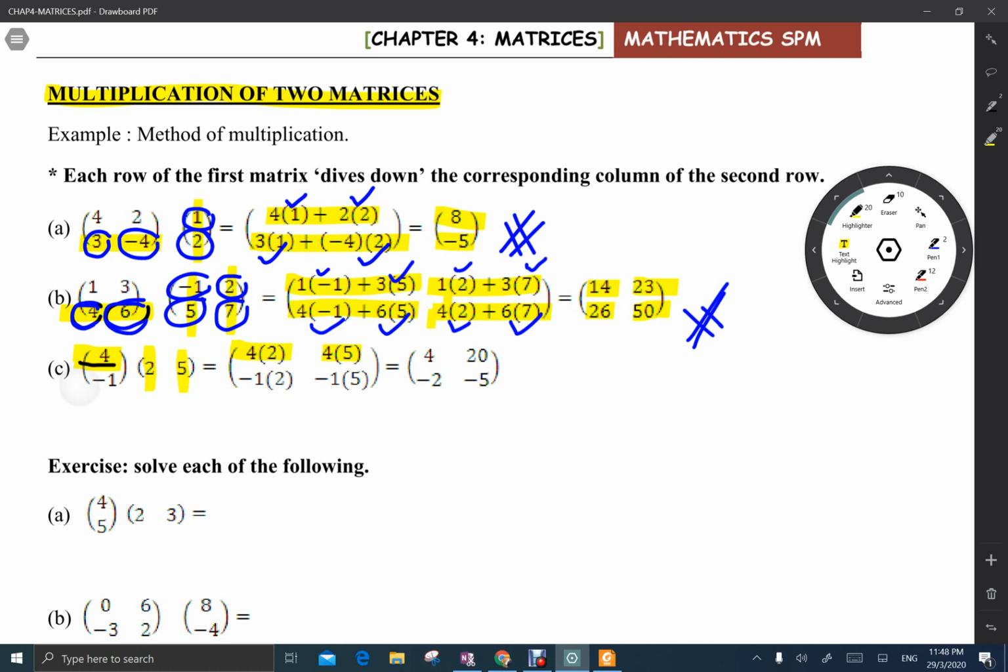Okay, done dengan the first row. Ambil pula the second row. So negative 1 times dengan 2. And negative 1 times pula dengan 5. Okay, so now we solve. 4 times 2 is 8. Okay, this one is wrong. Nanti betulkan. Okay, it's 8. So 4 times 5 is 20. Negative 1 times 2 is negative 2. And negative 1 times 5 is negative 5. Done.